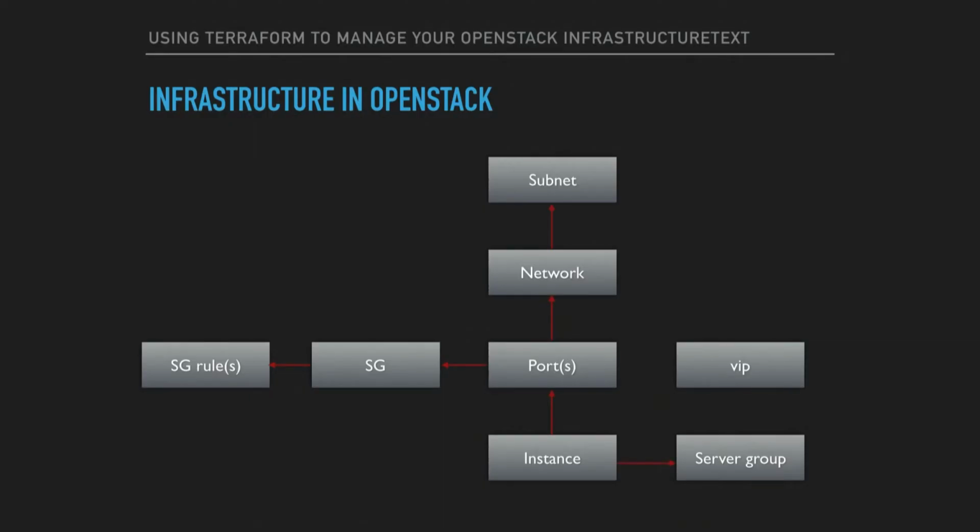So what does our infrastructure look like in OpenStack? First of all, the basic component is the instance, which has one or more ports. A port is part of some security group or security groups, and every security group contains some security group rules. Every port is related to some network, and a network is related to some subnet, and we also use something we call VIPs, virtual IPs, that we share between interfaces on load balancers for some of our services.